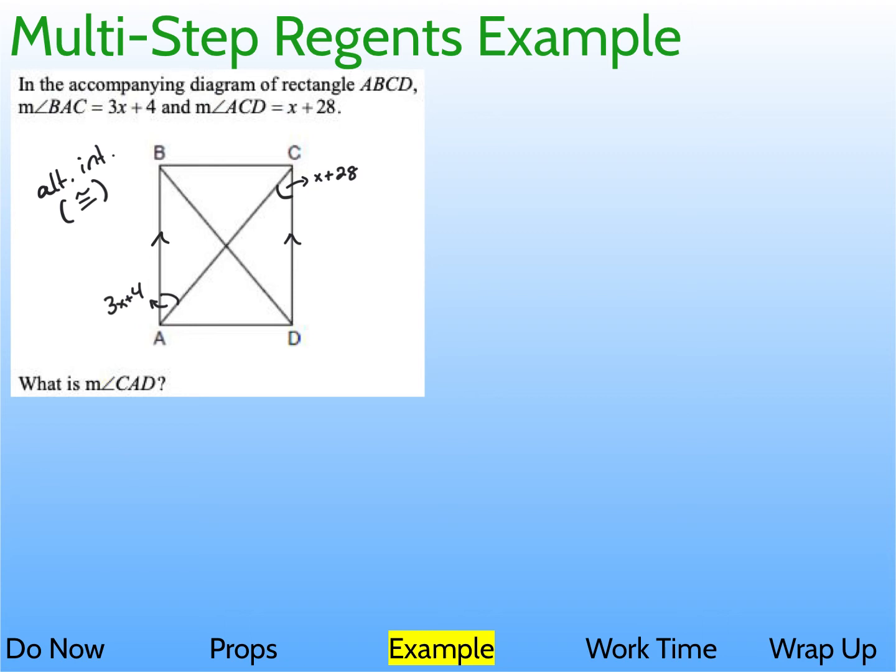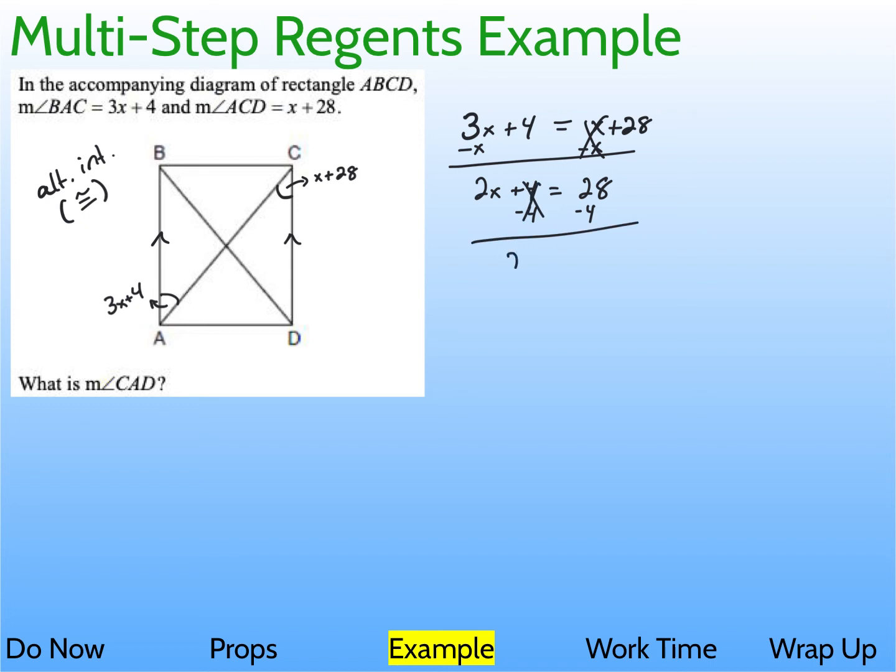So if these angles are congruent, what you can do is take them, 3x plus 4 and x plus 28, and set them equal to each other, because these angles are going to be equal. And then let's solve it for x, because that's going to give us a little more information here. So subtract x on both sides. We get 2x plus 4 equals 28. Subtract 4. That cancels. We get 2x equals 24. Divide by 2. And we get x equals 12.